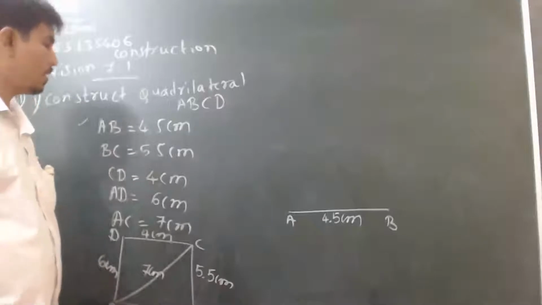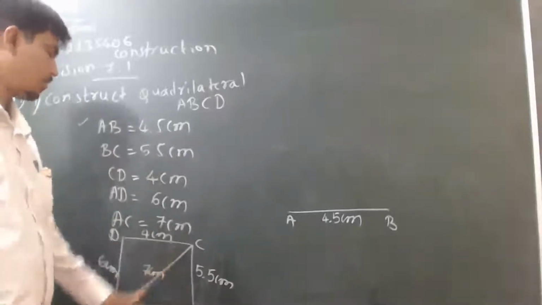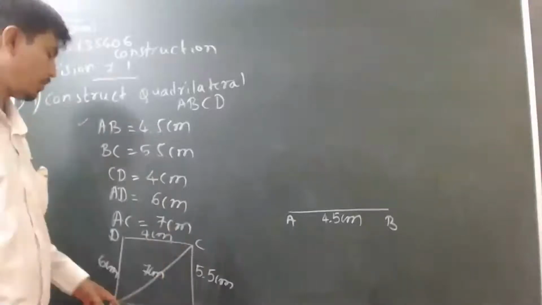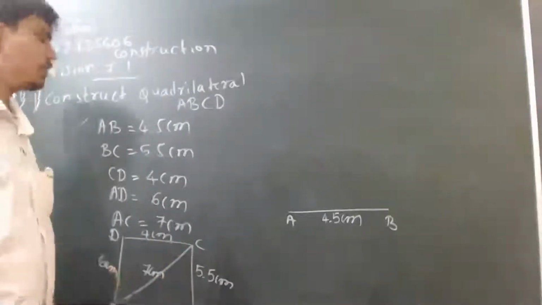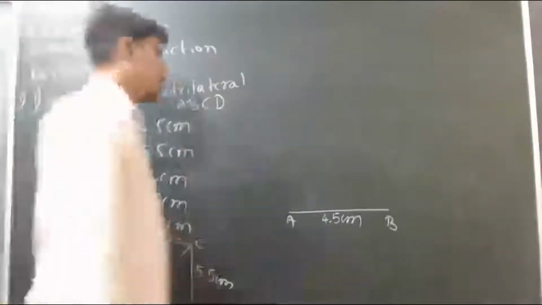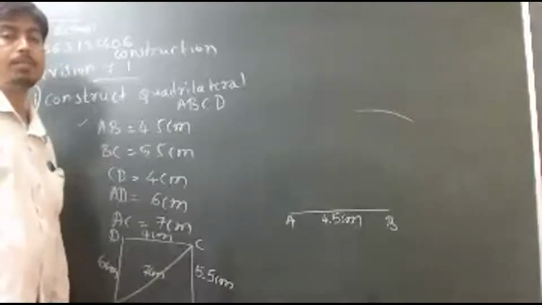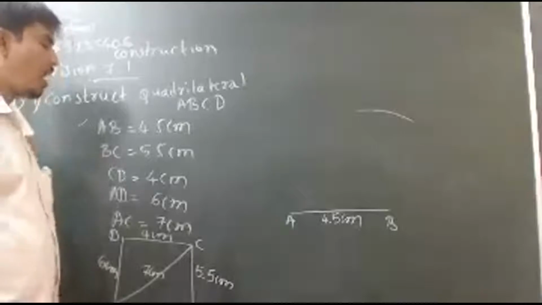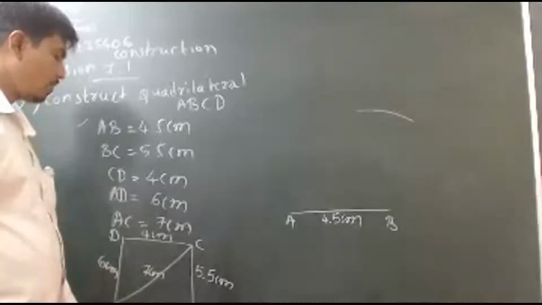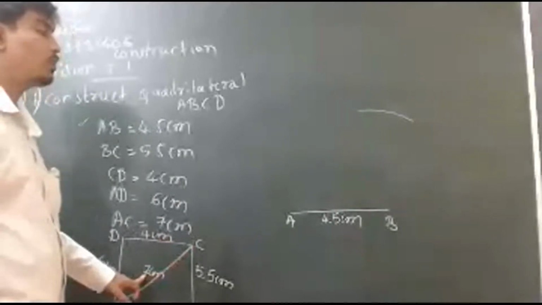As you remember, the diagonal joins non-consecutive points, so it is joined to AC. So how many centimeter? 7 centimeter. First you have to take the measurement of 5.5 and draw an arc. You have to draw an arc with the help of the compass, and the compass arrangement should be done in the proper way. After that, from A to C, we will get a point to join these lines. It should be of 7 centimeter.